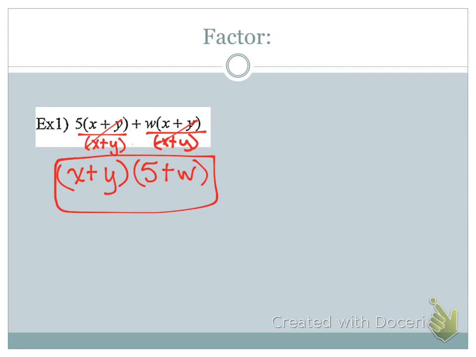Questions about our first example? Okay.